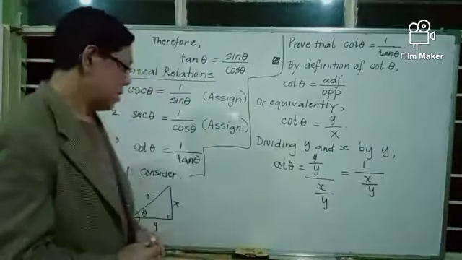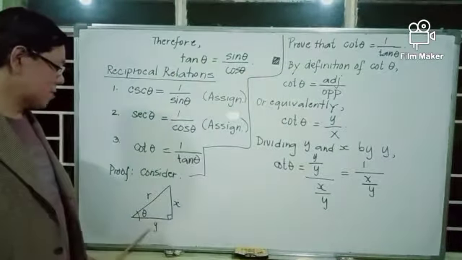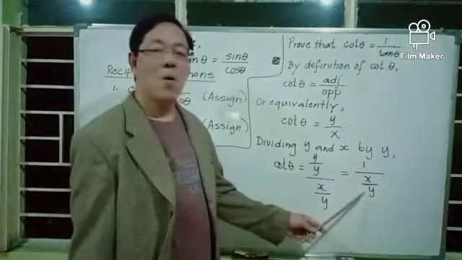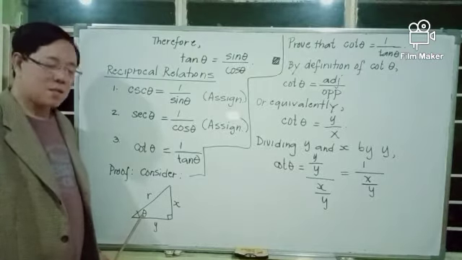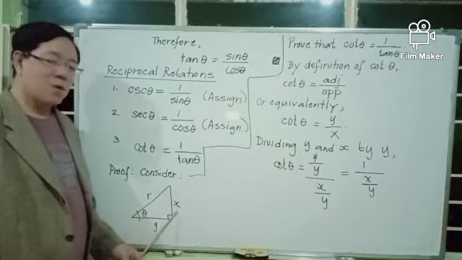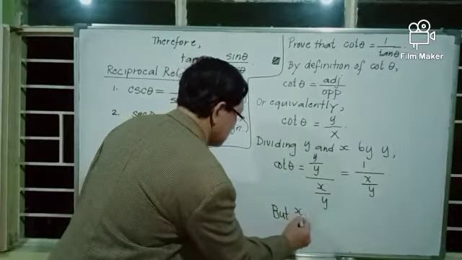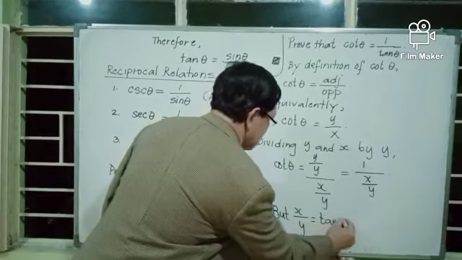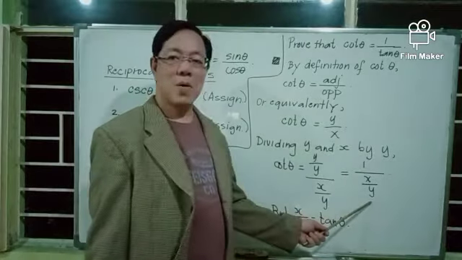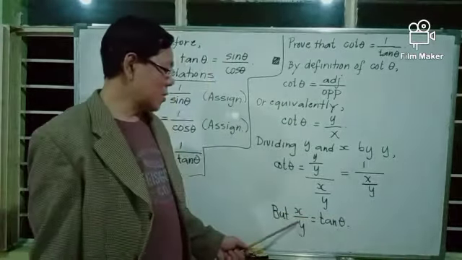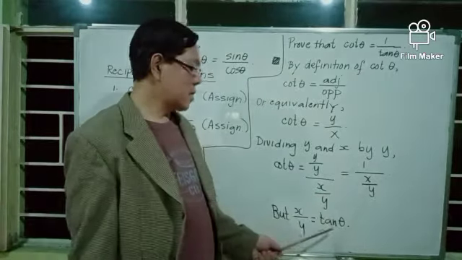But x over y, where x is the side opposite the acute angle theta and y is the side adjacent to theta, and the ratio of opposite over adjacent is equal to the tangent of the acute angle theta. Or tangent theta equals x over y. Cotangent theta is equal to 1 over x divided by y. But x divided by y is equal to tangent theta. Therefore, we now write cotangent theta equals 1 over tangent theta.